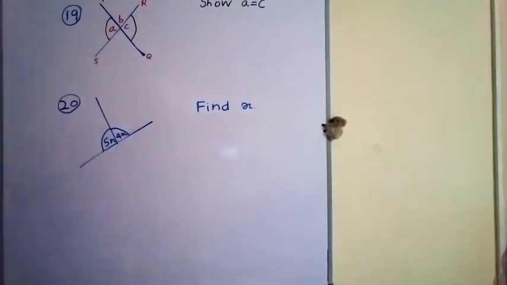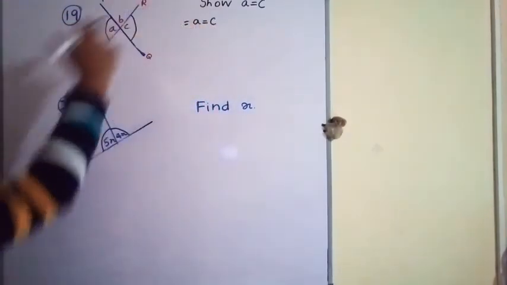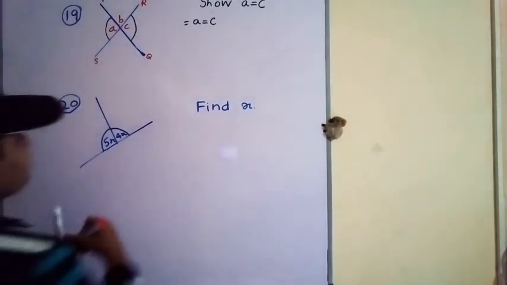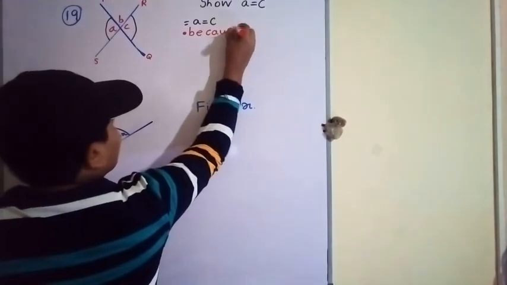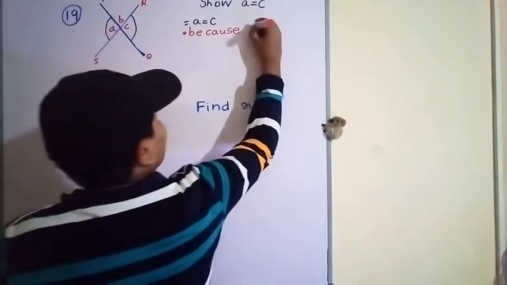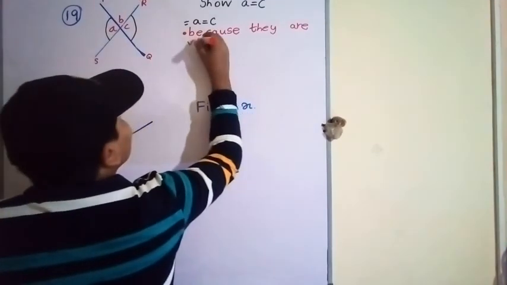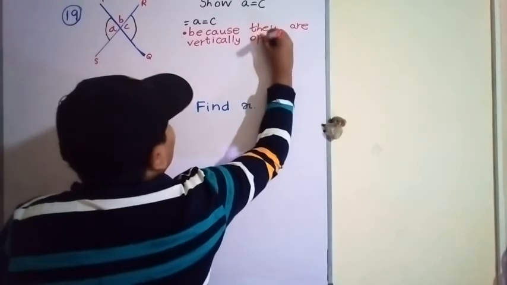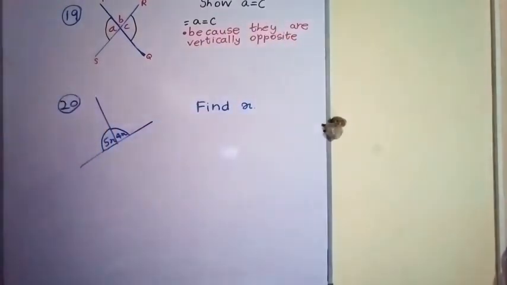Now A and C, this is the vertically opposite pair. You can write the reason. Because what? Because they are vertically opposite. Right? Vertically opposite.